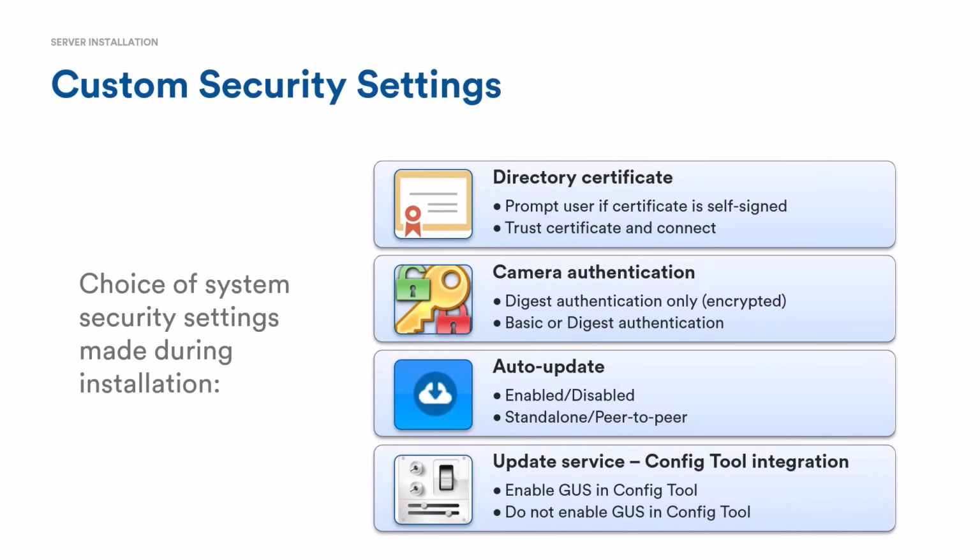Here are the 4 security settings in question. Directory certificate. Anything that connects to the directory, like a client application or an expansion server, must use secure, encrypted communications. The first step in establishing this secure communication involves the exchange of security certificates.